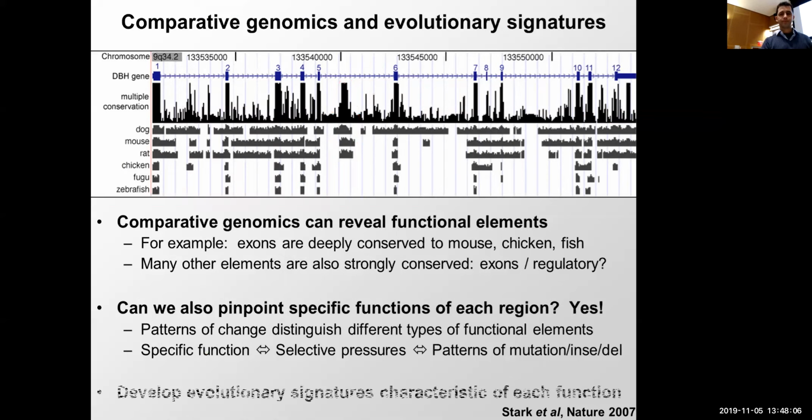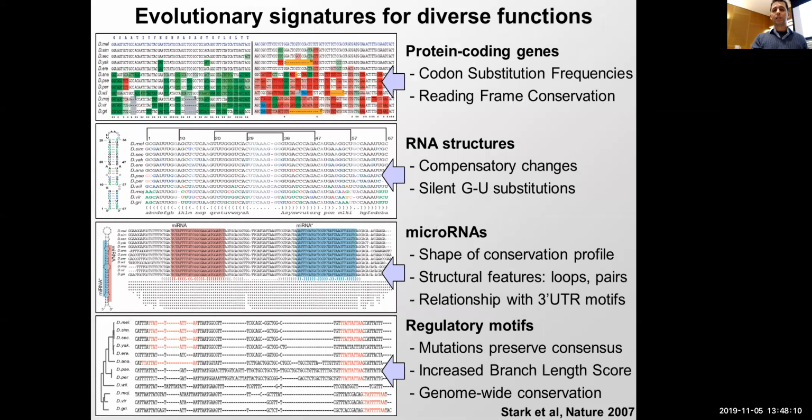Awesome, great. So now we can develop evolutionary signatures that are characteristic of different types of functions. Okay? So what we're going to do throughout this lecture, and what we've done over the last 10, 15 years, is develop a series of evolutionary signatures for different classes of elements. For protein coding genes, these are codon-substitution frequencies and reading frame conservation.